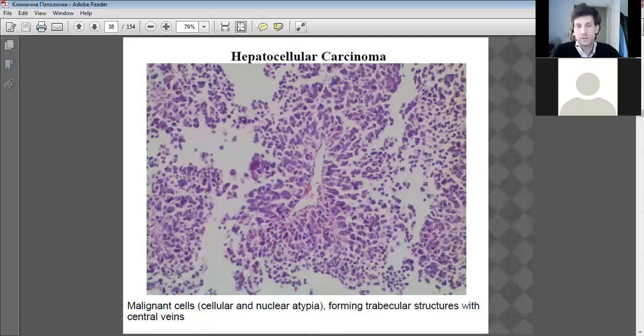You got a question? Have you a question on this? What is a trabecular structure? Forming the trabecular structure. All right, yeah.